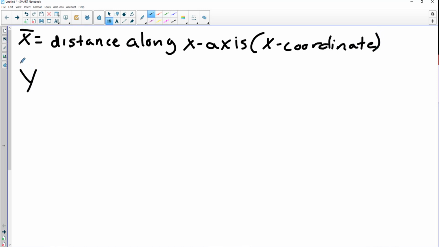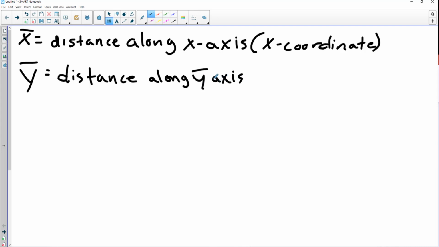And y distance along the y-axis, or the y coordinate. Okay? So that's basically what we're trying to find here.